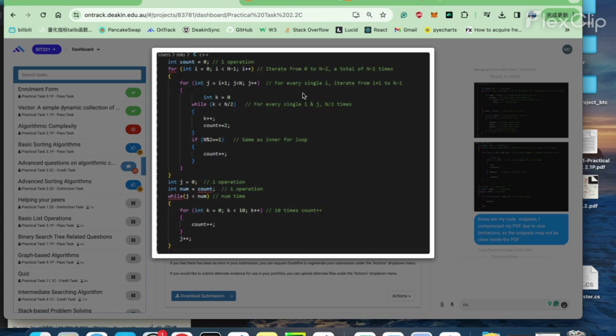There is no best case here because it needs to check every single element, and there are not many if statements here. So the best case is the same as the average case and the same as the worst case.